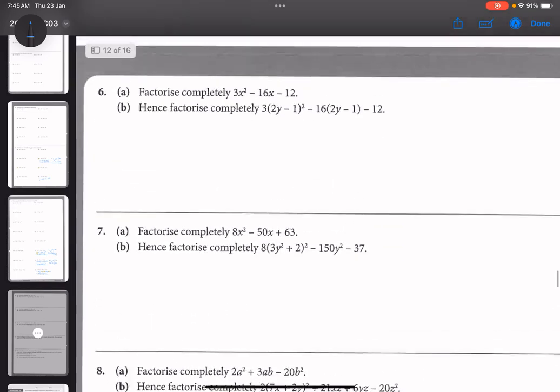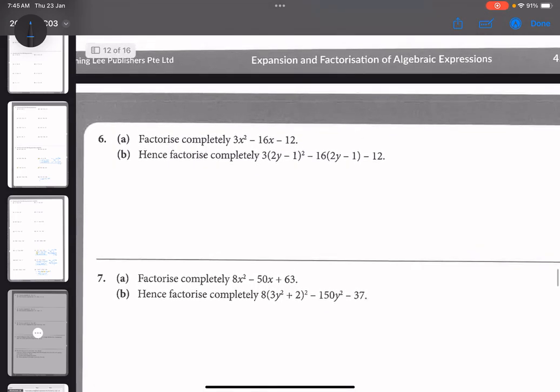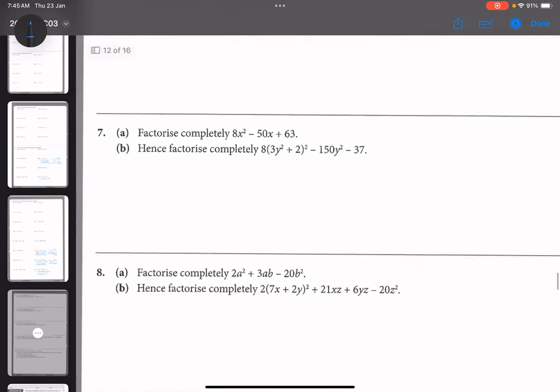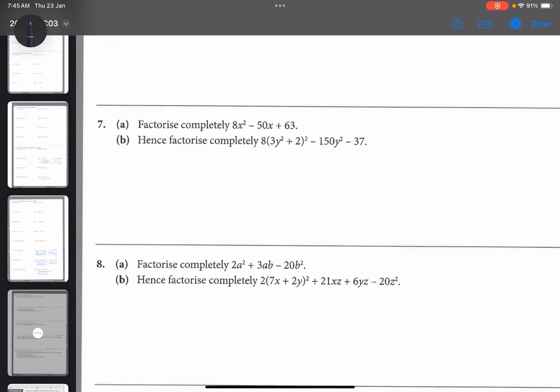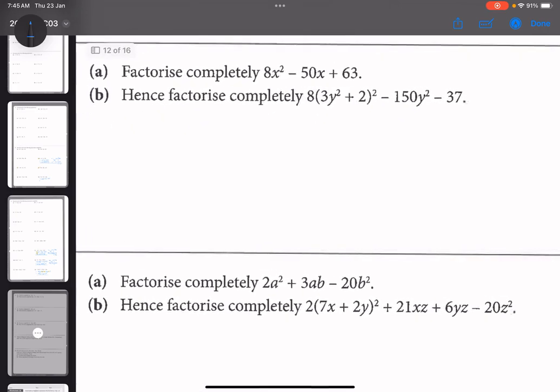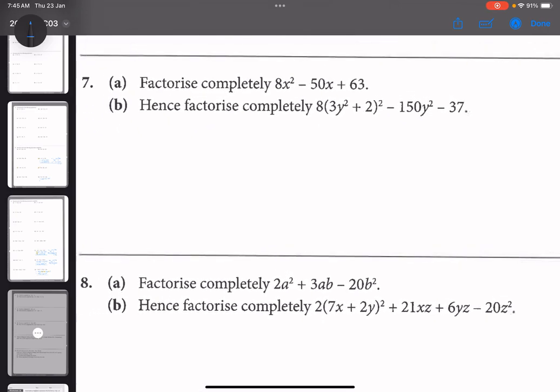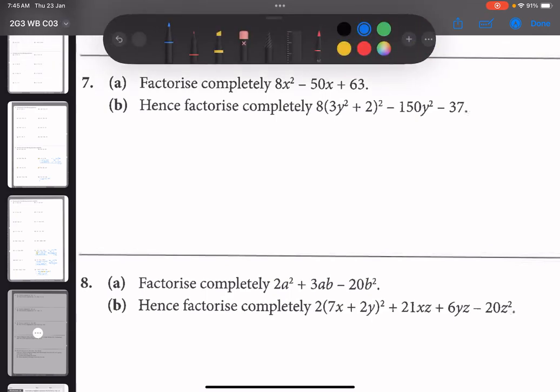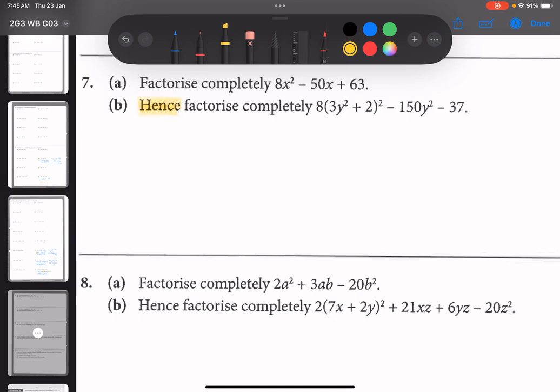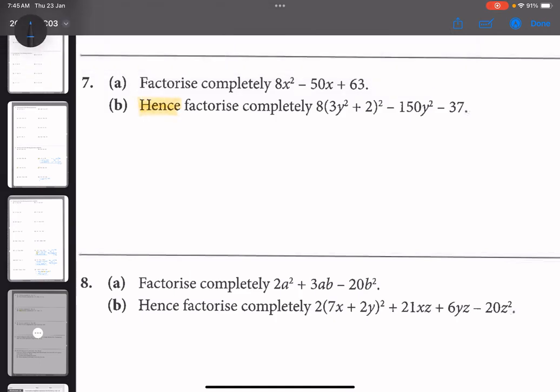Let's do one. Number 6 is obvious. I think number 7. I do number 7 for you. If you've done number 6, you will know that it's a comparing question. The word hence tells you must compare. I factorize first. Anyway, factorizing just calculator only ma. Check for common factors.